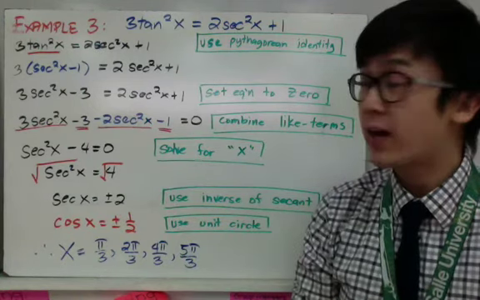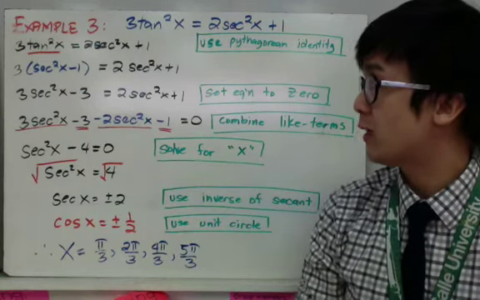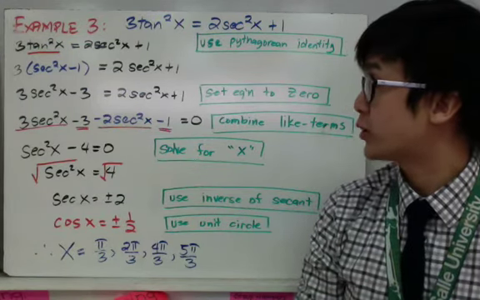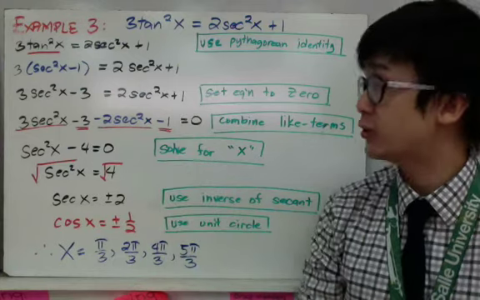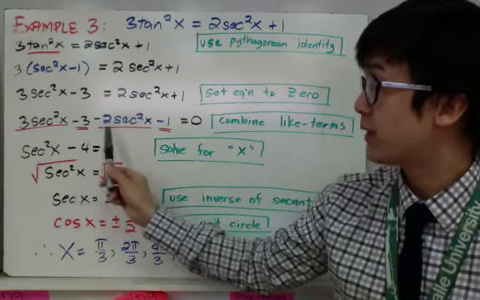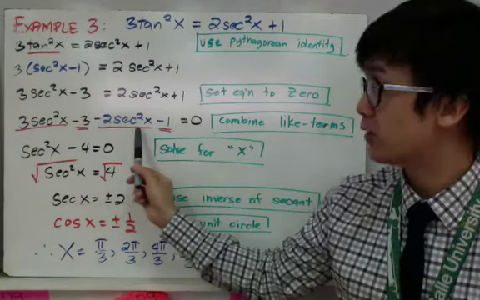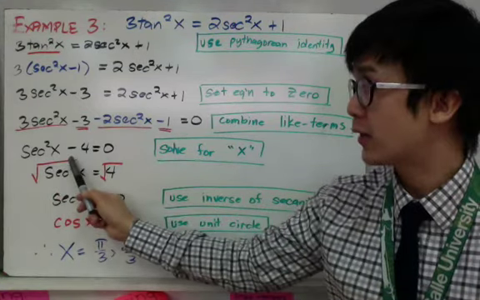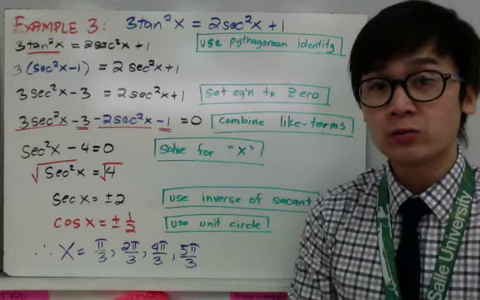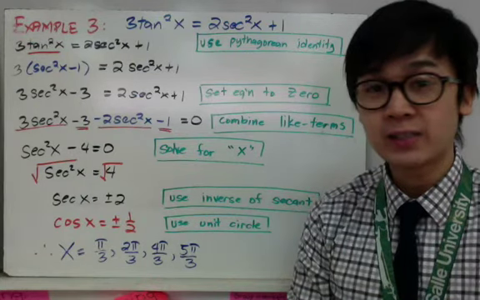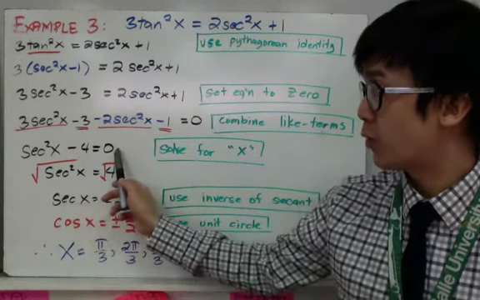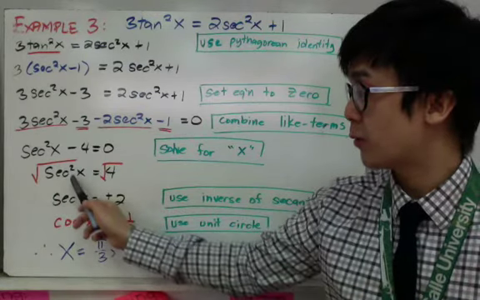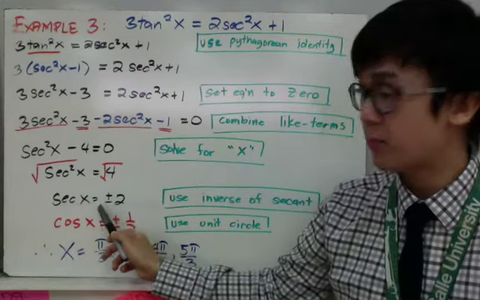So by simplifying it, I have 3 secant squared x minus 3 and 2 secant squared x plus 1. And by combining like terms, after setting it to 0, I'll have 3 secant squared x and minus 2 secant squared x that I can combine, and negative 3 minus 1. So I end up with secant squared x minus 4 equal to 0. Now, the goal is to have secant x by itself. So add 4 on both sides and take the square root of both sides to get rid of your exponent 2. And you'll have secant x equals plus or minus 2.